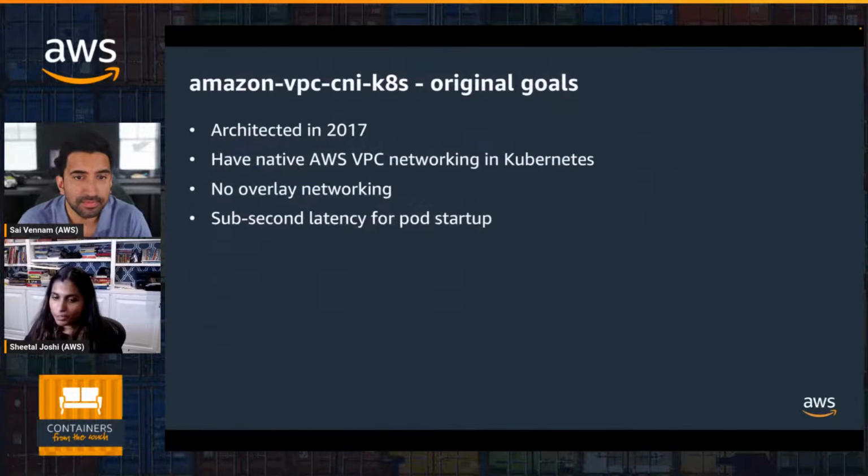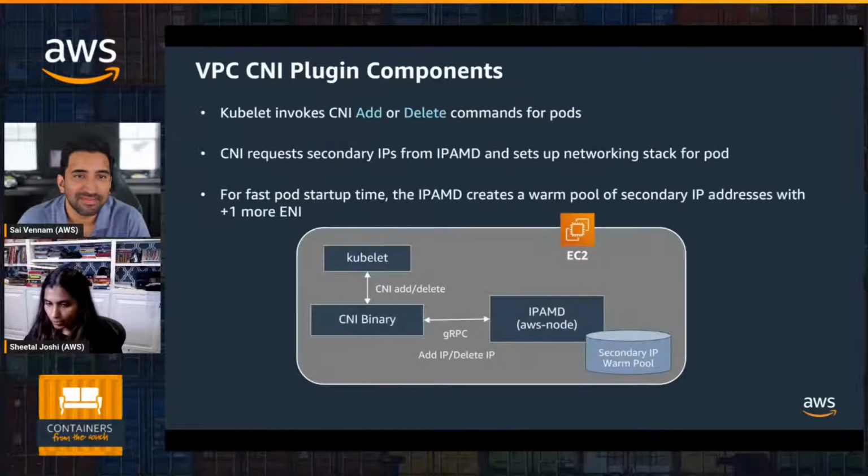And how Amazon EKS solves this pod networking problem is using the Amazon VPC CNI. We architected VPC CNI in 2017, and it integrates natively with the Amazon VPC, one of the battle-tested software-defined networks on earth, and there is no overlay networking involved, right? And it also provides sub-second latency for the pod startup as well as the pod communication.